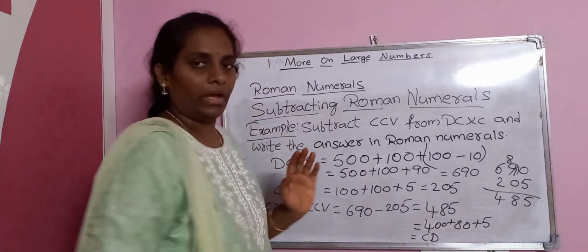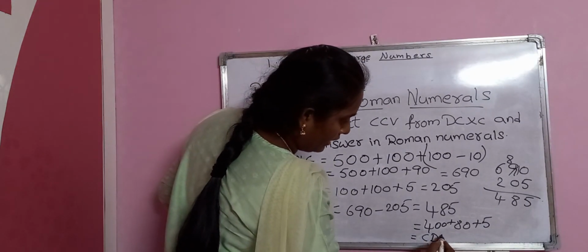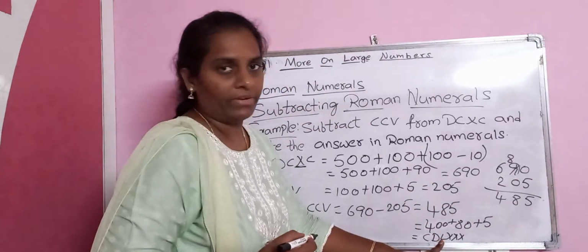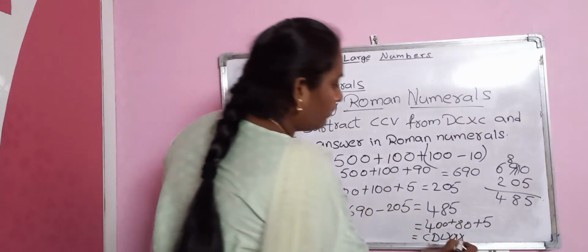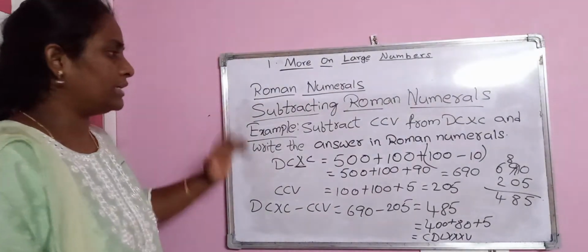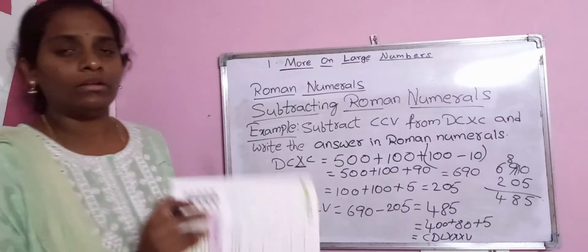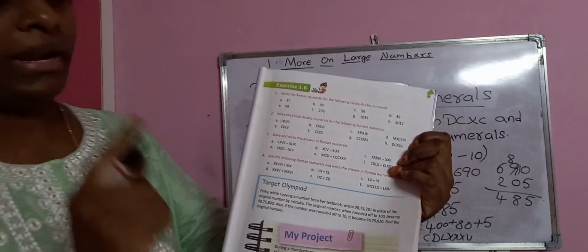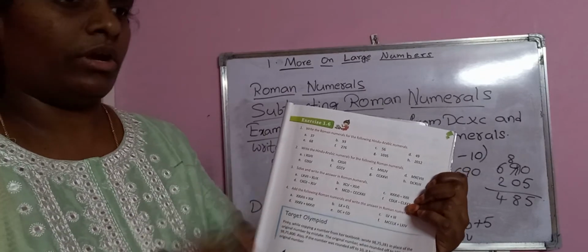Now 80. 80 means L, X. L means 50. 10, 10, 10. 50 plus 30. How much? 80. Now 5. V. That is the answer. Now copy this one. Roman numerals completed. Do the exercise 1.5 in a homework book. I explained each and every one. So I didn't explain exercise 1.6. You have to do your own.